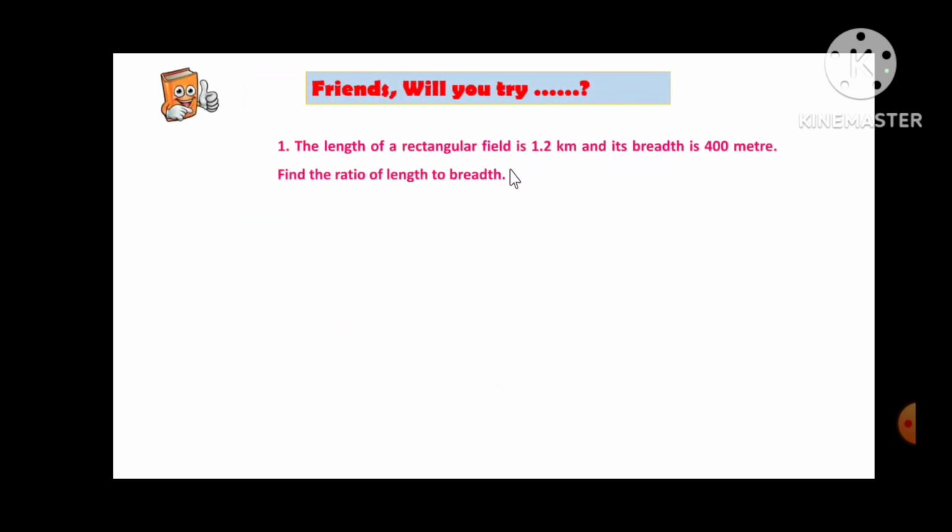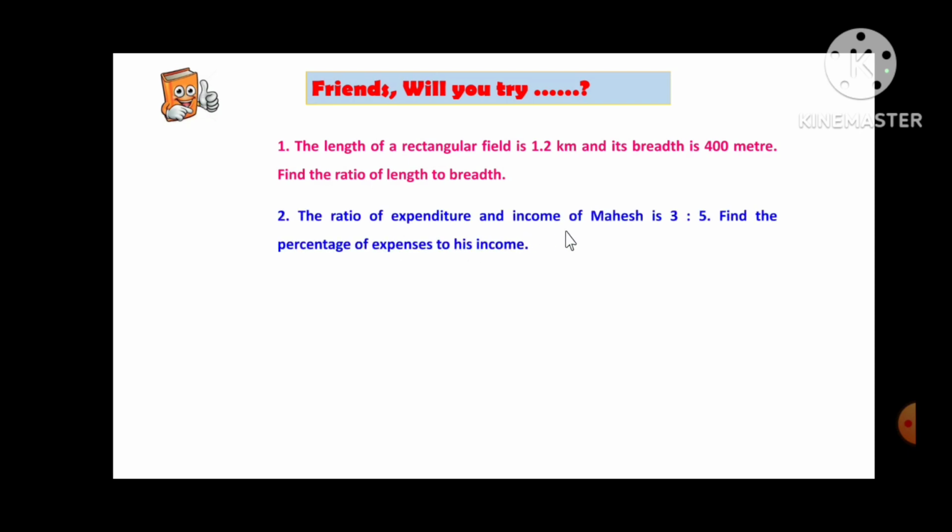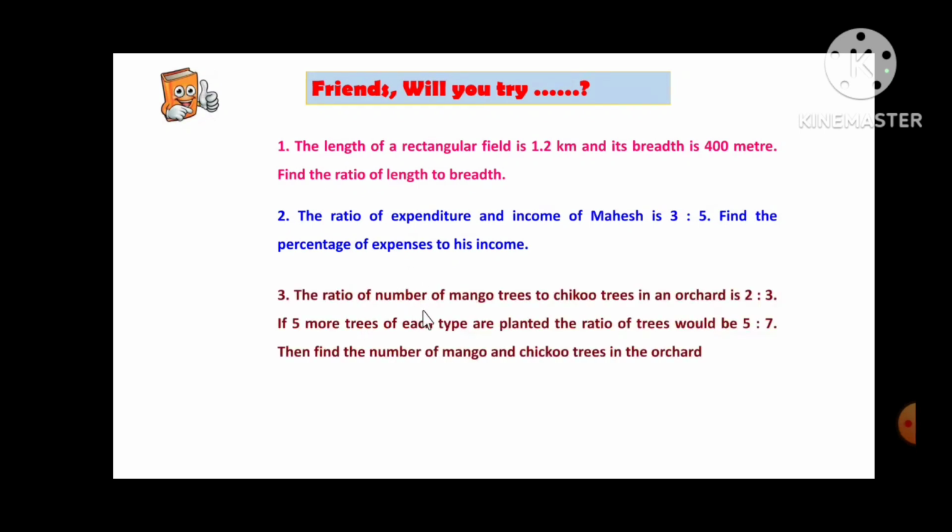First, the length of a rectangular field is 1.2 km and its breadth is 400 meters. Find the ratio of length to breadth. The ratio of expenditure and income of Mahesh is 3:5. Find the percentage of expense to his income. The ratio of the number of mango trees to chiku trees in the orchard is 2:3. If 5 more trees of each type are planted, the ratio of the trees would be 5:7. Then find the number of mango and chiku trees in this orchard.